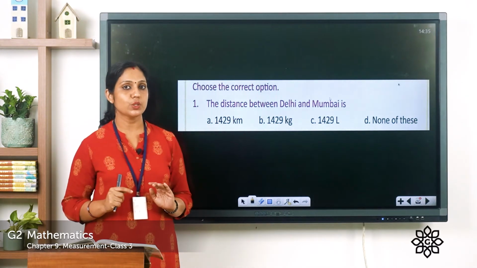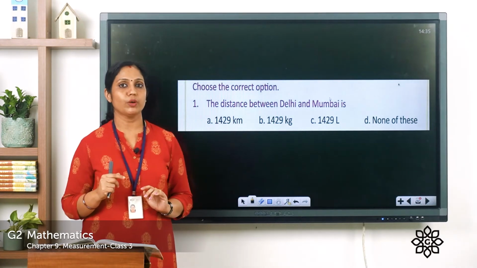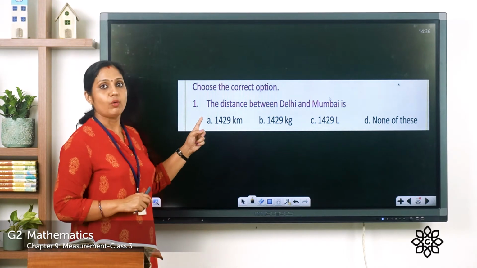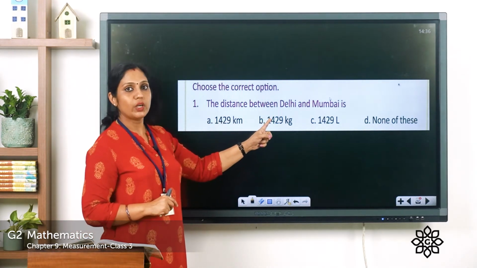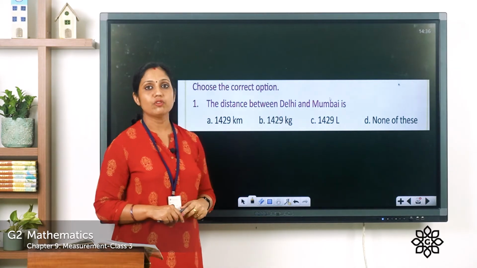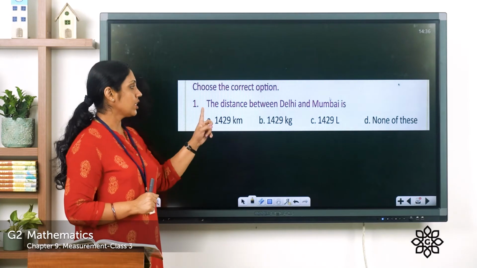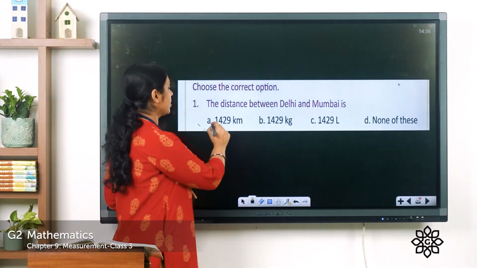And which measurement is used to measure distance? It is kilometer, right? And what is the short form of kilometer? It is km. So look at the options now. A, 1429 km. B, 1429 kg. C, 1429 liter. And what is the answer? It is 1429 kilometers or km. So you can take this option A.